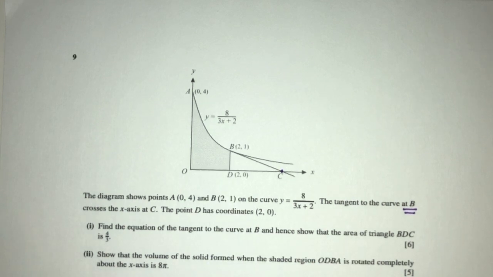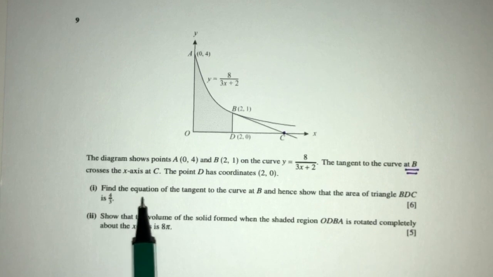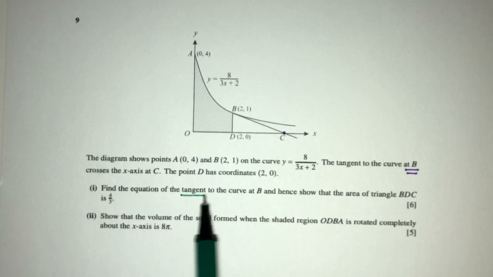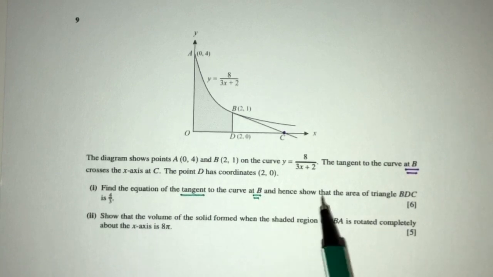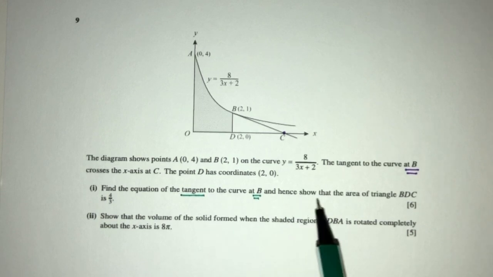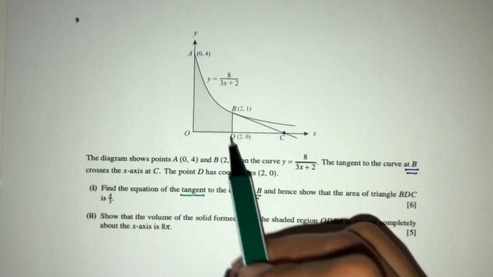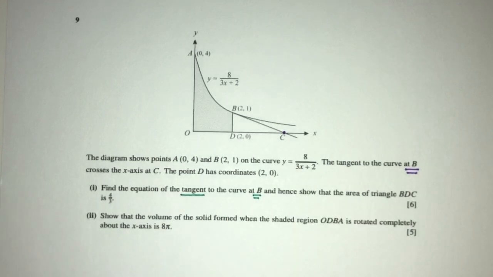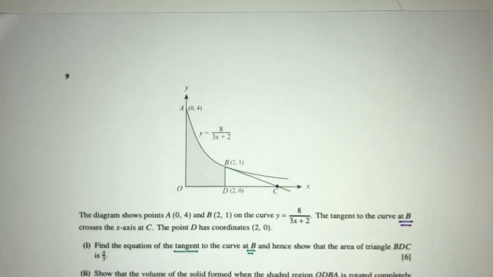Okay, let's see what we have. Now part 1, we have to find the equation of the tangent to the curve at B. Okay, and hence using that, show that the area of the triangle BDC is this. So pretty easy. Let's first find one by one. So first thing first, we have to find the equation of the tangent at B.